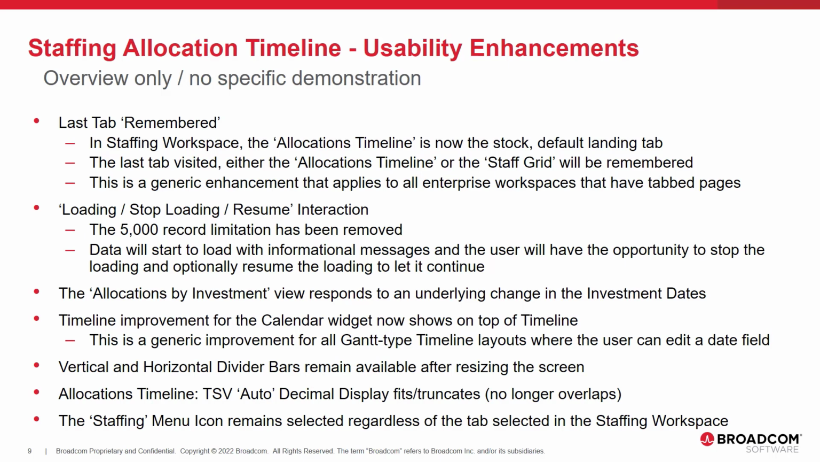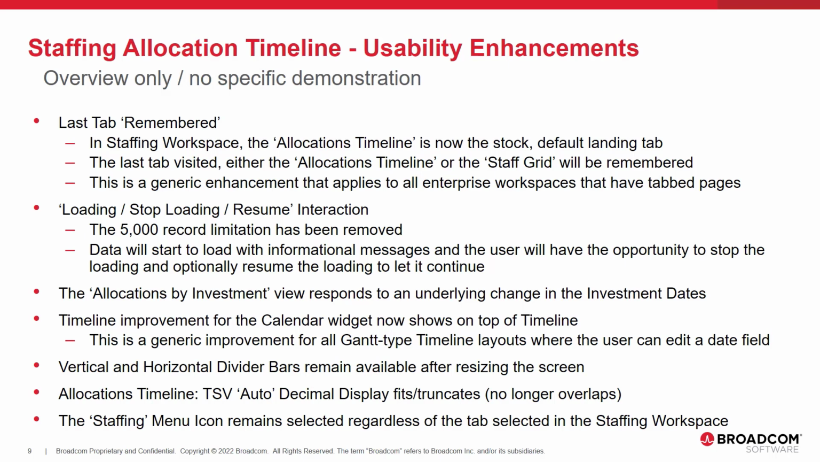In the prior release, if there are more than 5,000 records to display in the Allocations timeline, the application would pop up a toast message and force the user to create a filter to return fewer rows. With this new release, the data will start loading with a visual loading message in the area of the timeline panel or the histogram panel. The user will then have the ability to stop the loading and to resume the loading if desired.